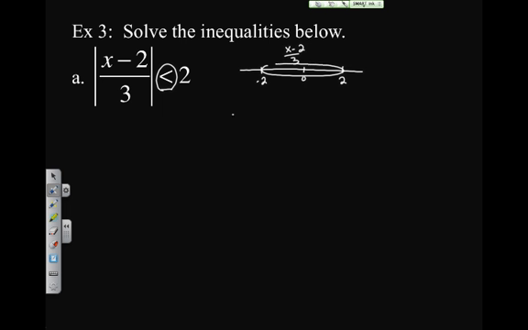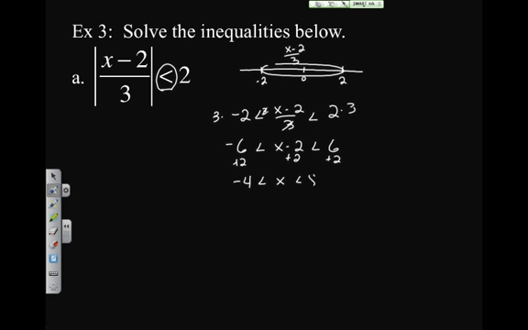So that's how we set it up. Negative 2 is less than (x − 2)/3, which is less than positive 2. At this point, we just solve the compound inequality. To get rid of the 3, we're going to multiply everything by 3. So this cancels, and we get negative 6 is less than x minus 2, which is less than positive 6. Then we're going to add 2 to each part. So that gives us negative 4 is less than x, which is less than 8.